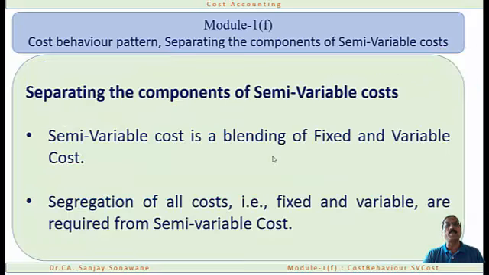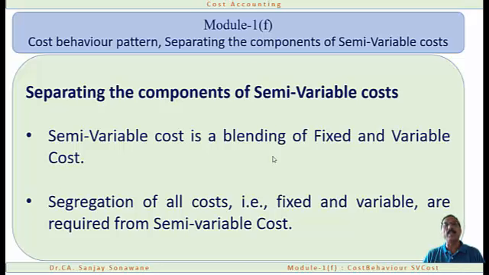Now let us come to the next part that we are going to learn: separating the components of semi-variable cost. Now as we discussed, semi-variable cost is a blending of fixed and variable cost. So we have to segregate those things. What is the fixed component? What is the variable component in a cost? Segregation of fixed and variable costs is required from semi-variable cost. So in order to take the best judgment for level of production changes, first you should know what is the fixed component and what is the variable component.